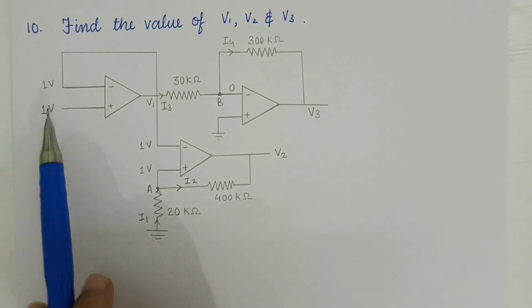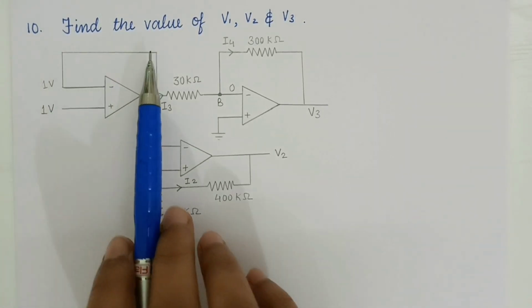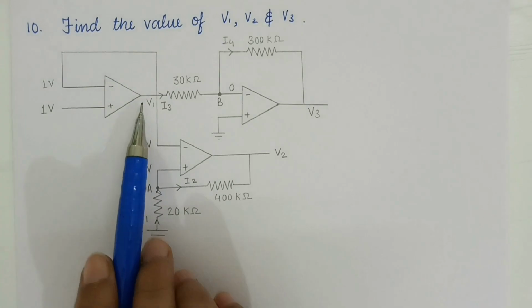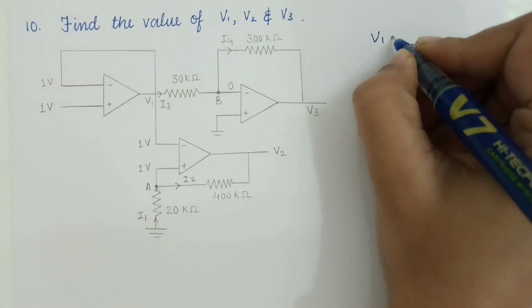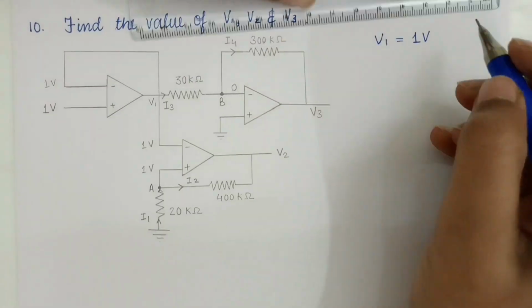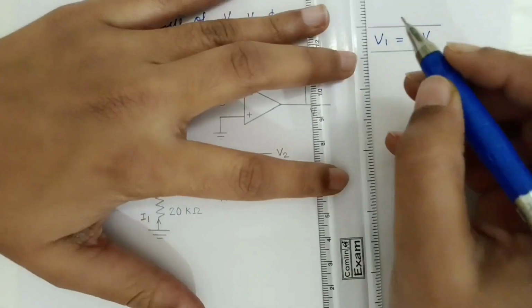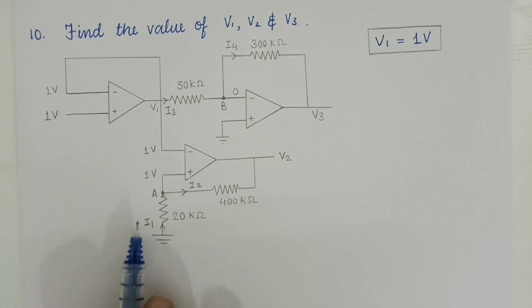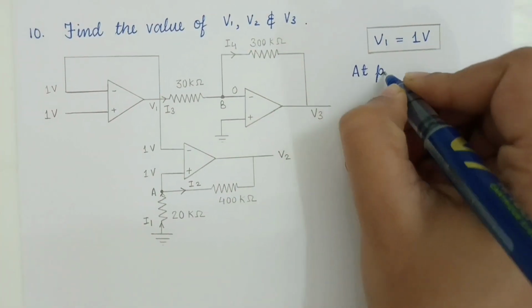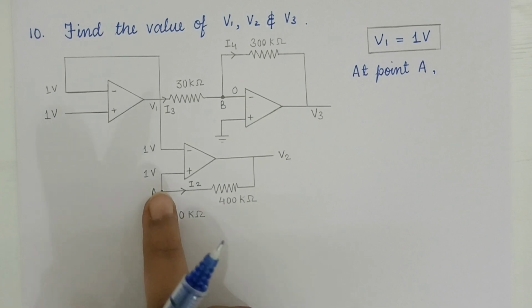As you can see, we have already marked V1 equals 1 volt. So obviously V1 is equal to 1 volt, only through the diagram we have drawn with the value of V1. Now proceeding further, let's solve for point A to find the value of V2. So at point A, I1 is equal to I2.